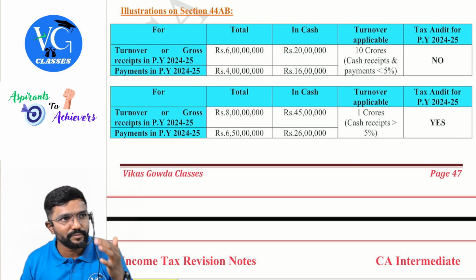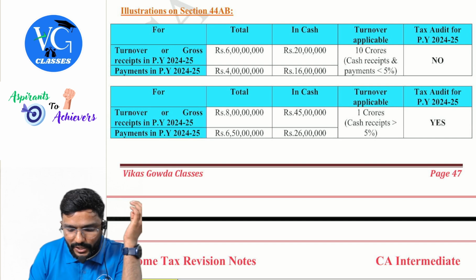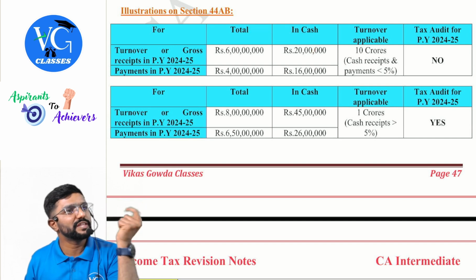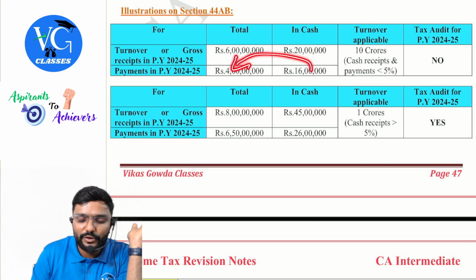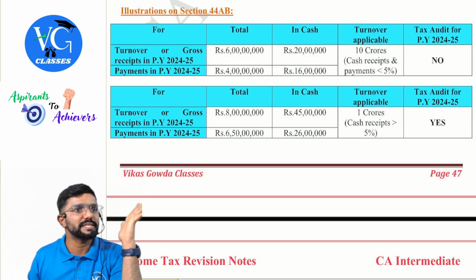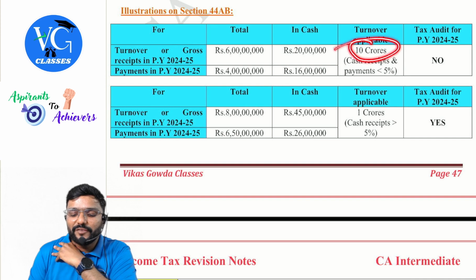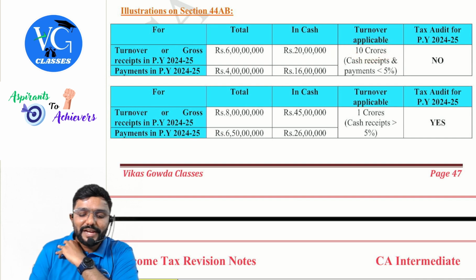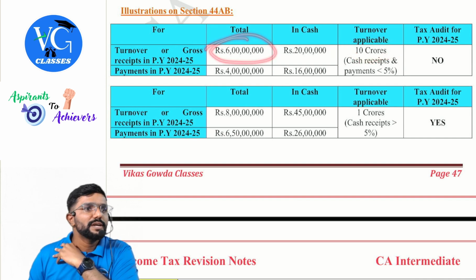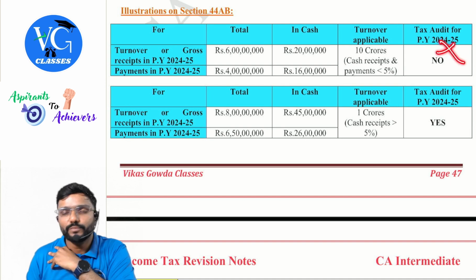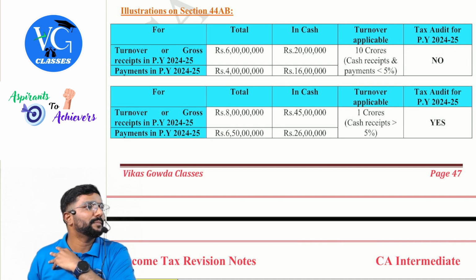Check, is it within 5%? 20 lakh divided by 6 crore, you do, within 5%. 16 lakh divided by 4 crore, within 5%. Both are within 5%. What is the turnover applicable for me for audit? 10 crore. What is my actual turnover? 6 crore. Is audit applicable for me? No. Audit is not applicable for me.